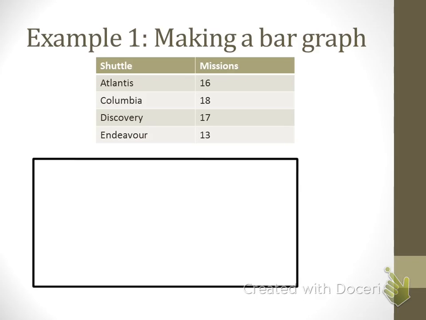So the first thing we need to figure out is what numbers I am going to put on the left side of my graph, the vertical column, the number of missions. Well, the lowest number is 13, the highest number is 18. Since these numbers are pretty close to 0, I am going to start my values down here at 0. If these numbers were extremely high, like starting at 100, I wouldn't start at 0 because half of my bar graph would be blank. But they are pretty close to 0, so we're going to start at 0. And we'll increase them by increments of 4.